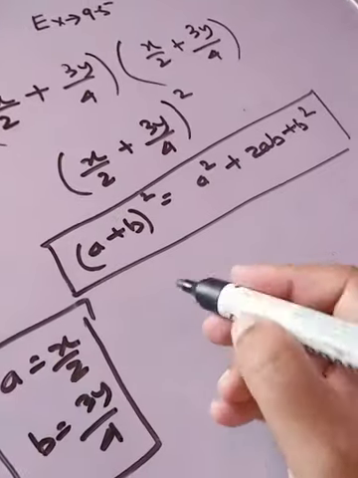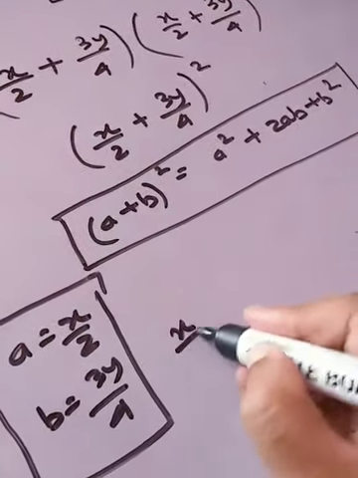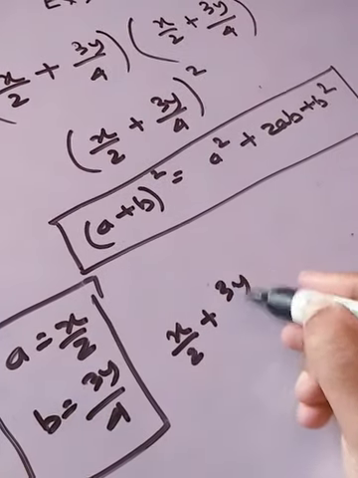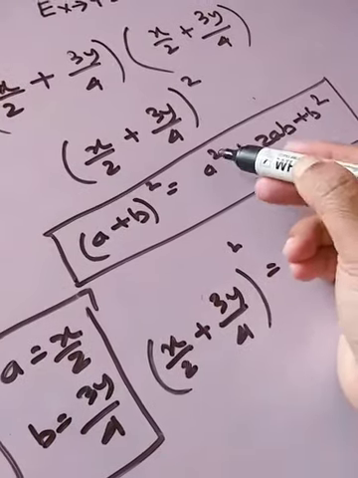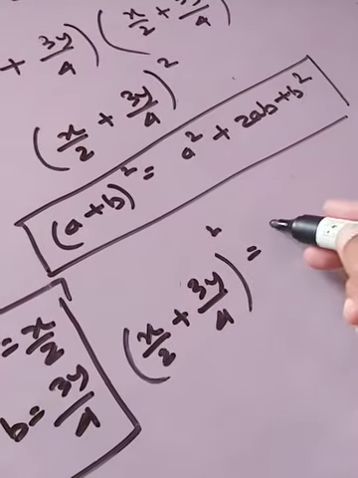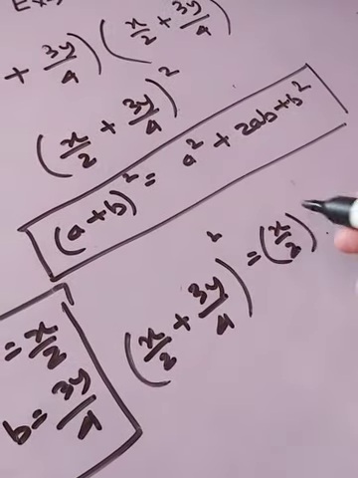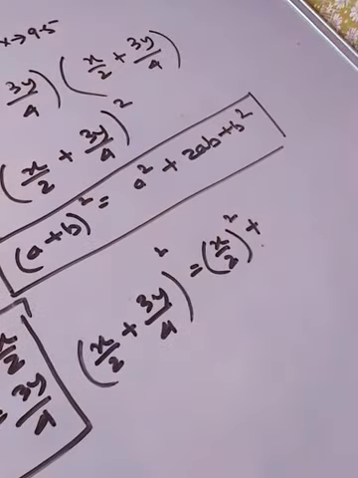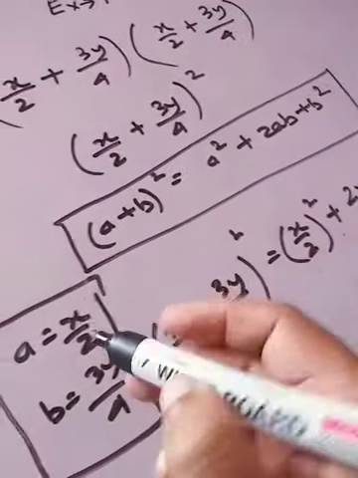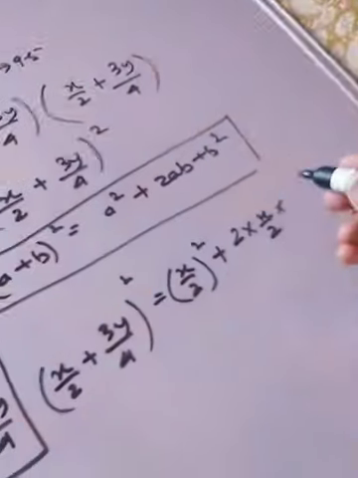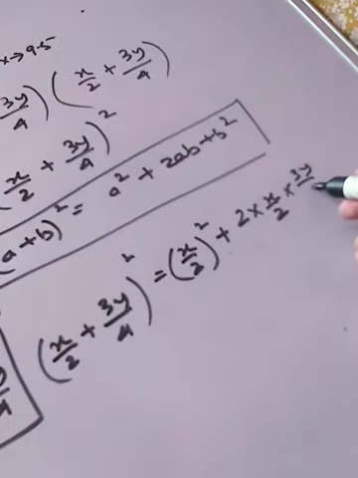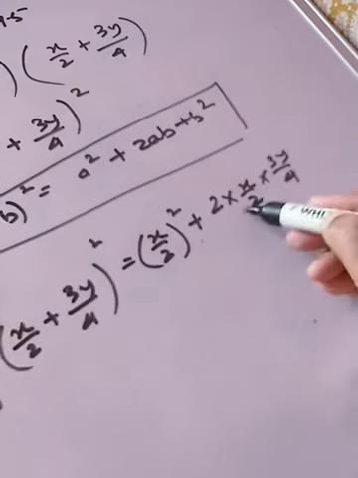Okay. Now let's write this again. X by 2 plus 3y by 4. The first thing, a square. What is a? X by 2. So we will write x by 2 whole square plus 2 into a into b. That is 2 into a, which is x by 2. And what is b? 3y by 4. Okay, so 2 into a into b is done.